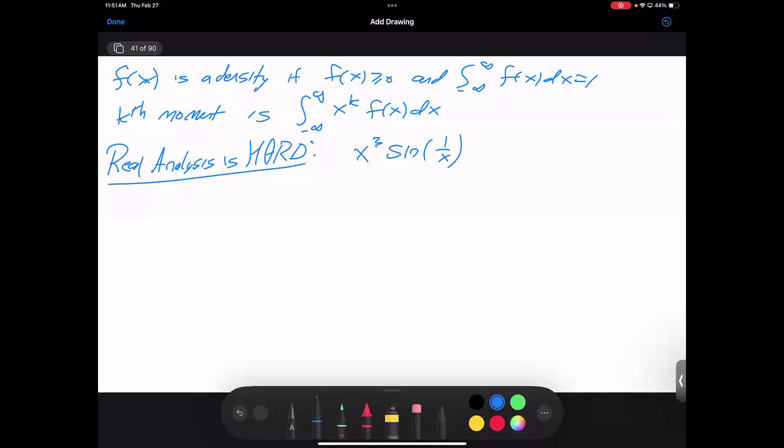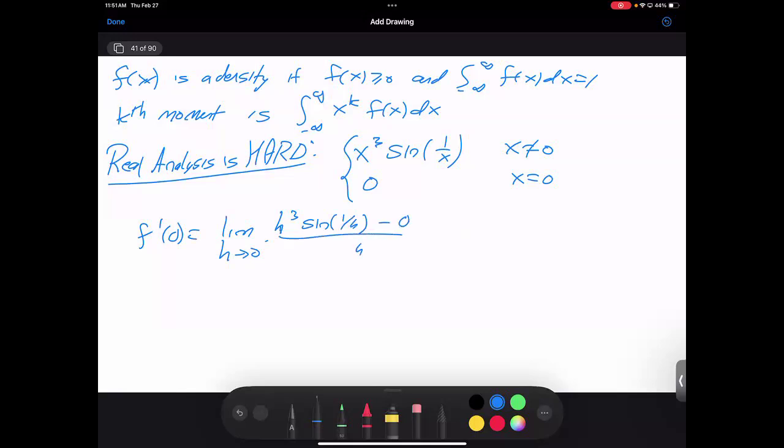Squeeze? So you could try the squeeze theorem. We know near the origin it's going to be bounded by x cubed. So I should probably define it to be 0 at x equals 0. And then f prime of 0 would be the limit as h goes to 0 of h cubed sine of 1 over h minus 0 over h. And that limit will be 0.